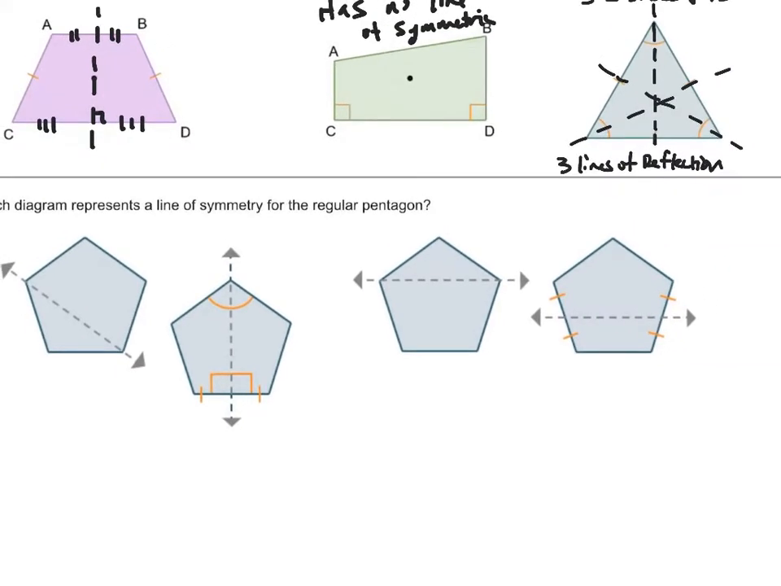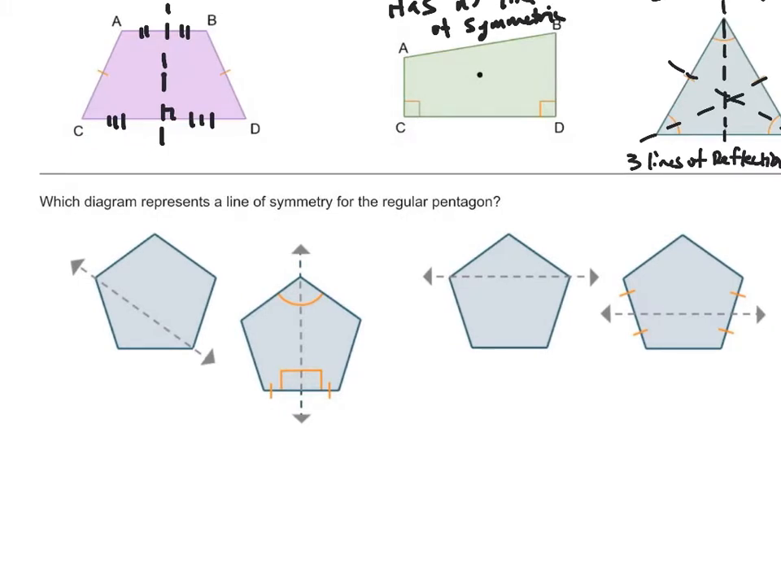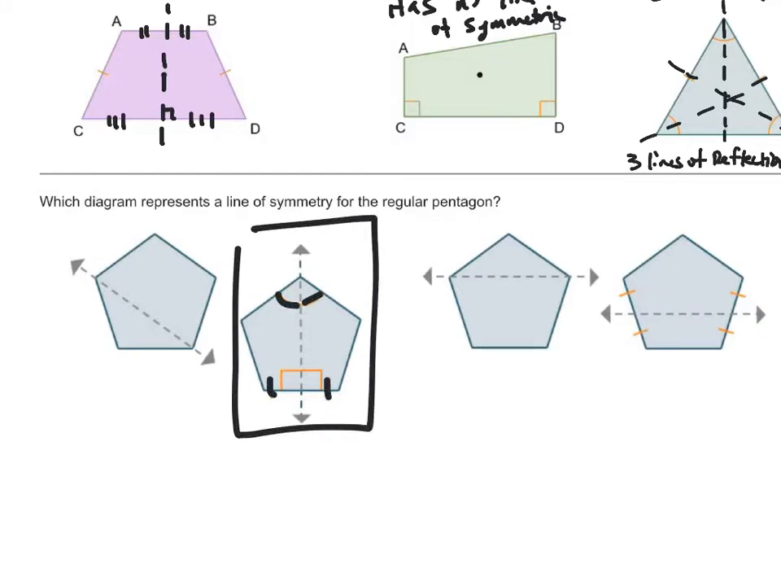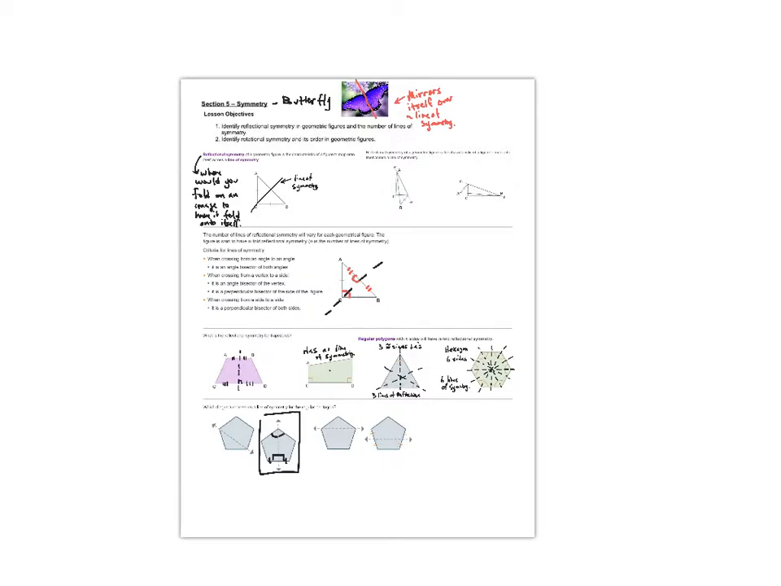This one says which diagram represents a line of symmetry for the regular polygon. And so that one would look like this, where you get a bisected angle up here, you get 2 congruent parts down here, and you get right angles from the other side. So that's what that's got. Let's look at the next page.